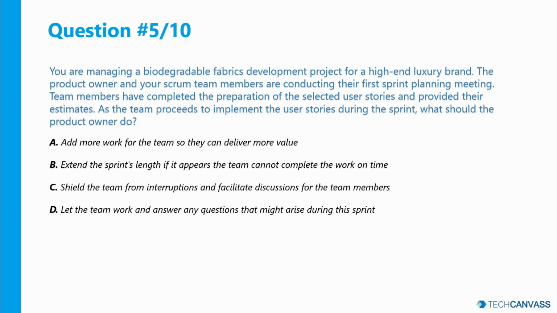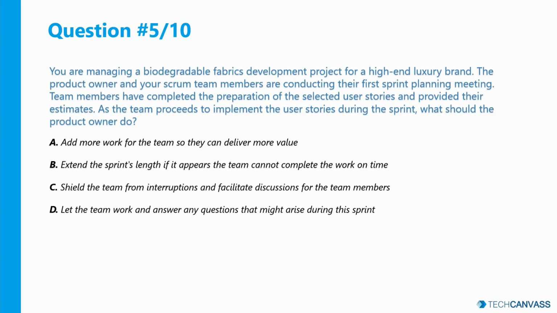Now, adding more work for the team to complete within the sprint violates the implied agreement between the development team and the product owner, right? And shielding the team from interruptions and facilitating team discussions is part of the responsibilities of the Scrum Master and not the product owner. Right? Also, sprint length is set at the beginning of the project and is best not changed.